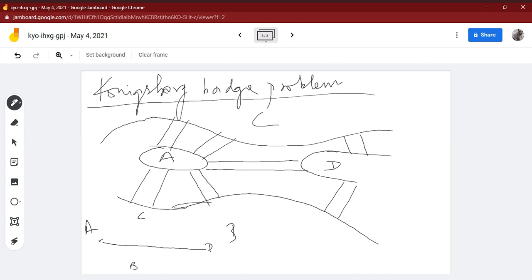A to D, A to C, A to B. There are two bridges connecting A to C, and also two bridges connecting A to B, one bridge connecting C to D, one bridge connecting B to D, and one bridge connecting A to D. So just check whether each and every vertex has odd degree. Yes or no? A has 1, 2, 3, 4, 5 edges. C has three edges. Sorry, D has three edges, and B also has three edges. That means all the vertices are odd vertices.